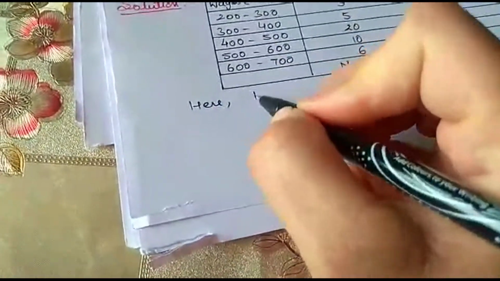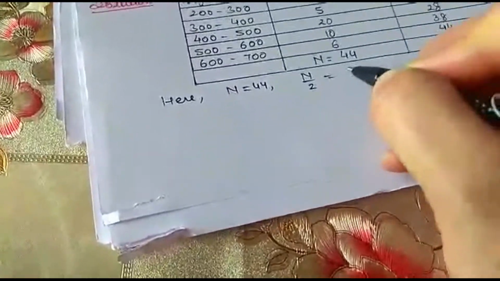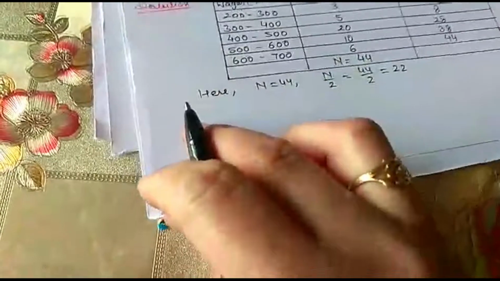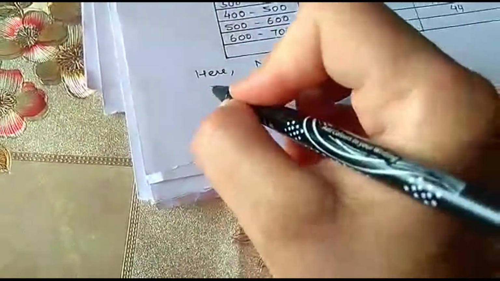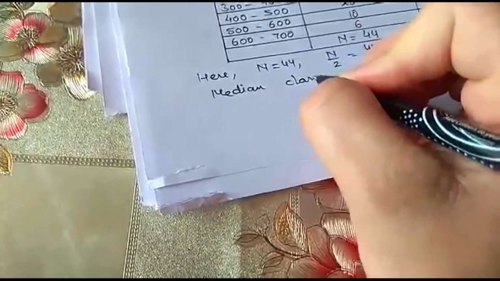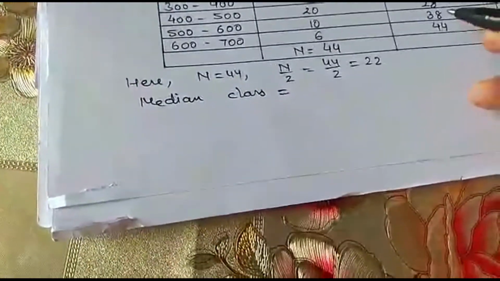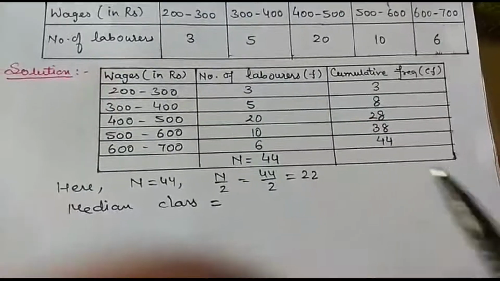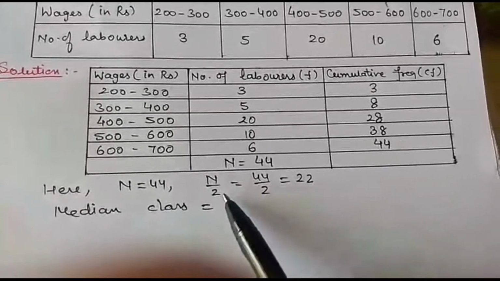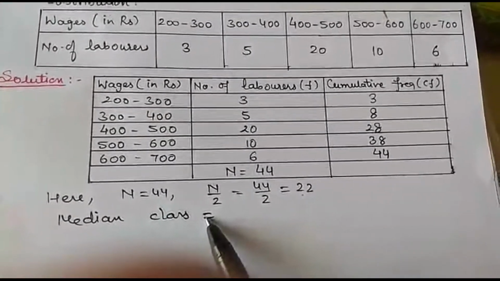N is 44. Half of n is 22. Next, the median class. Now see, here n is equal to 44. So if we half n, then it becomes 22. The median class we have to find out.